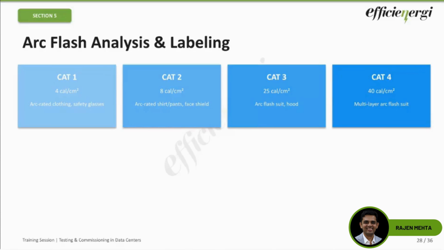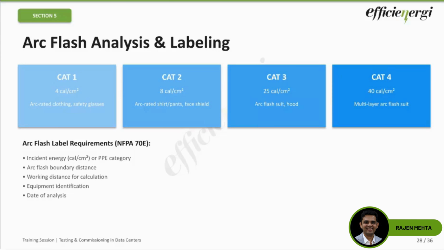And every piece of equipment must be labeled, typically as long as it is 3-phase 440, 400 volt rated equipment and above. The label must show the incident energy. It should show the arc flash boundary distance. It should show the working distance. Equipment identification should be there, and the identification should match the drawings. Again, very important. When the study was performed needs to be there. The upstream protective device also needs to be there in the arc flash label.